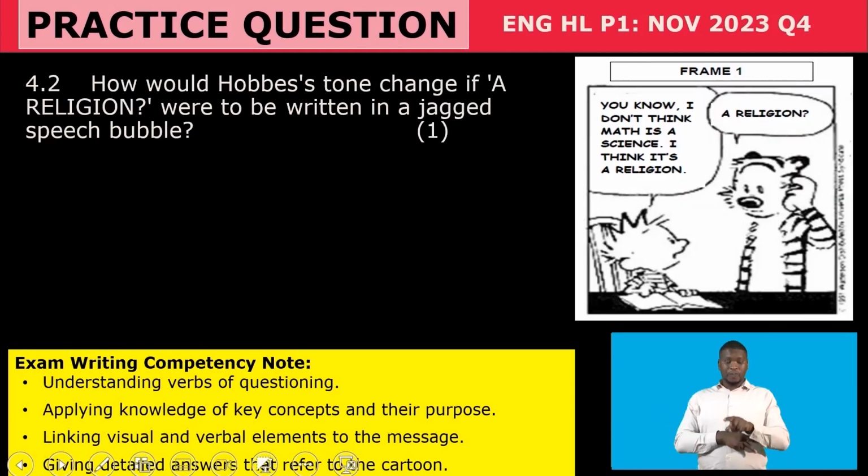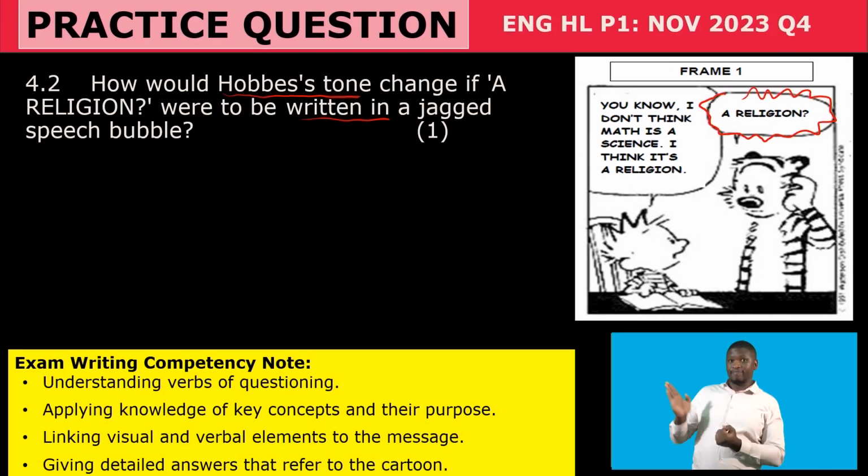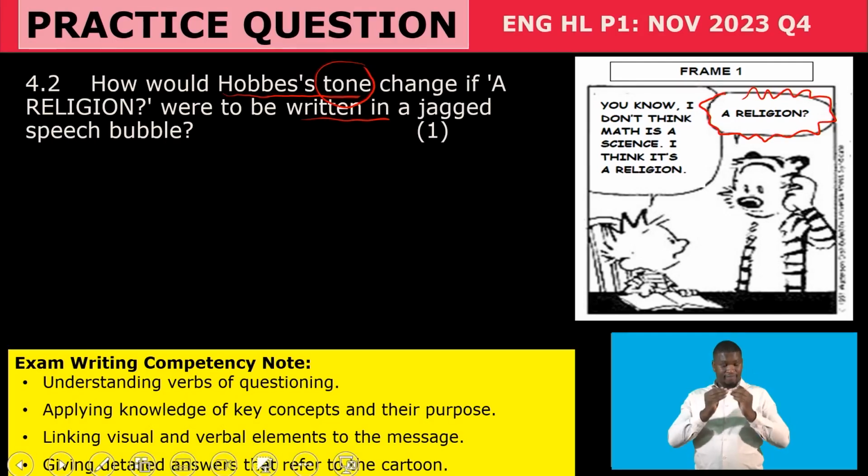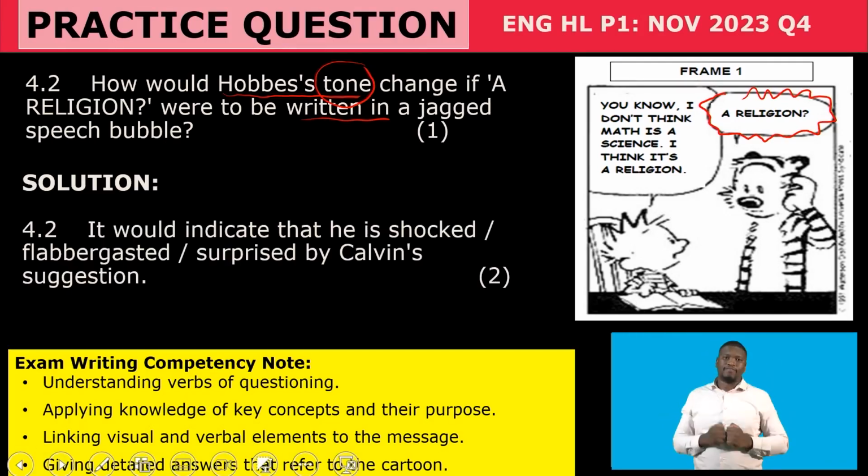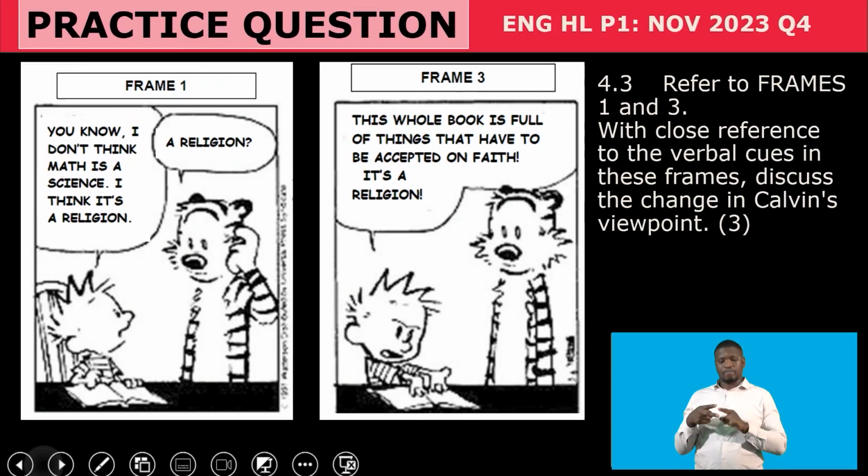Question 4.2. How would Hobbes' tone change if a religion were to be written in a jagged speech bubble? So this is still in frame 1, so if the speech bubble changed to one that has jagged lines around it, how would it change the tone? So you take your knowledge of speech bubbles and their techniques used and you apply it to this question. It would indicate that he is either shocked or flabbergasted, surprised by Calvin's suggestion. So the change in tone is very important here for 2 marks.